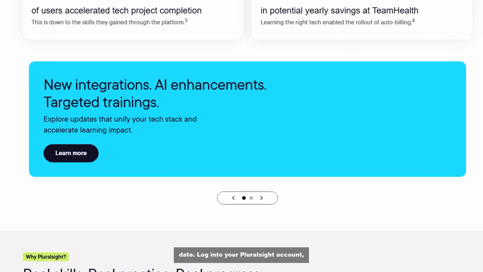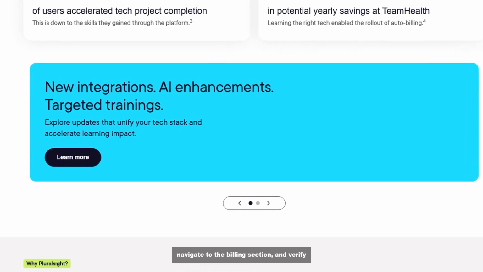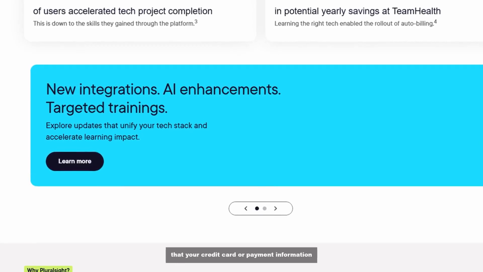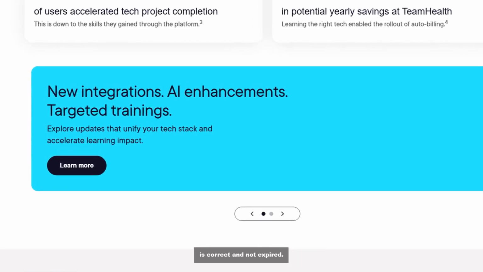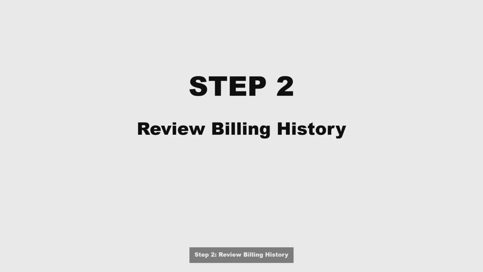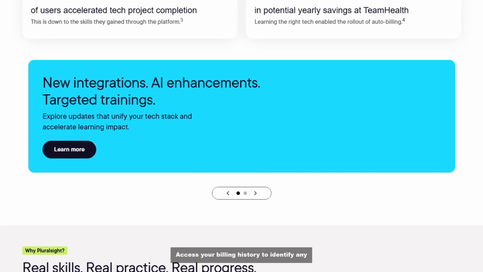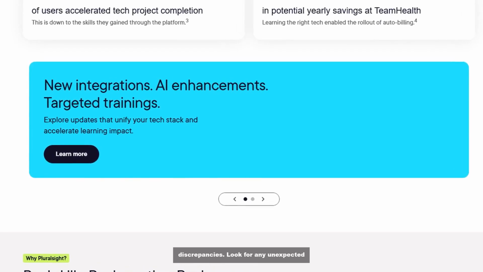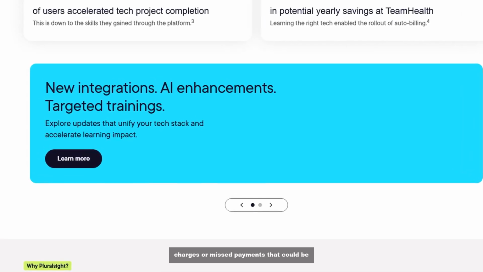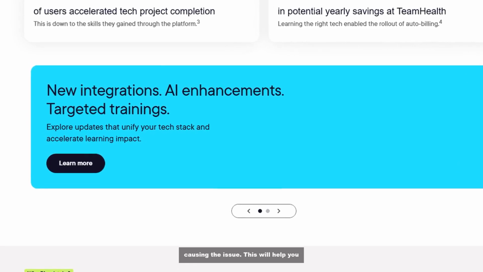Log into your Pluralsight account, navigate to the billing section, and verify that your credit card or payment information is correct and not expired. Step 2. Review billing history. Access your billing history to identify any discrepancies. Look for any unexpected charges or missed payments that could be causing the issue. This will help you pinpoint the problem.